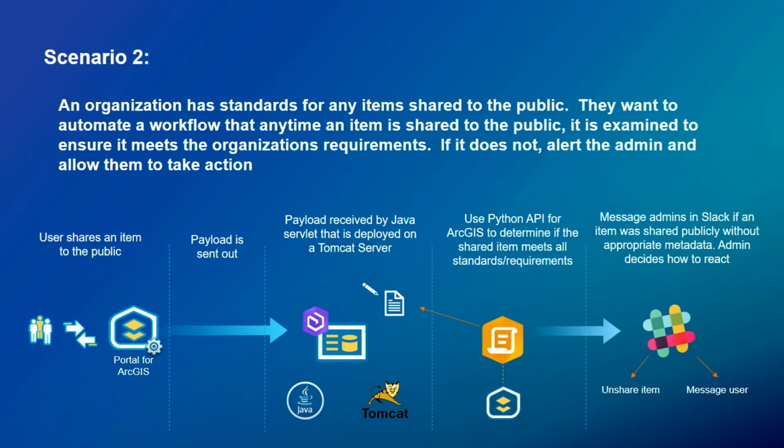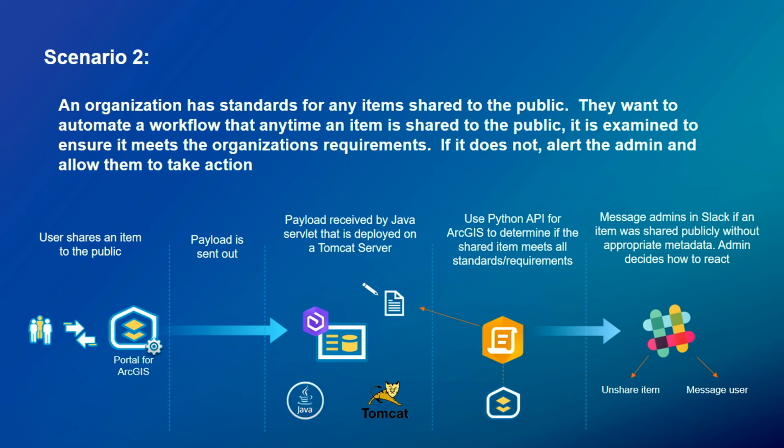So let's look at our second scenario. Our organization has standards, for example, for any items shared to the public. They want to automate the workflow so that when these standards are not met, the admins are informed. And these standards could be whether the item has enough tags or enough description, or whether it meets the item completeness score, for example.